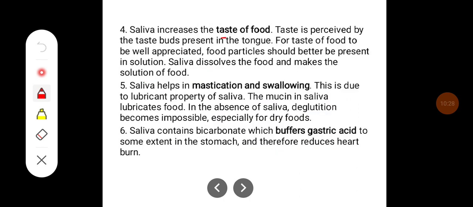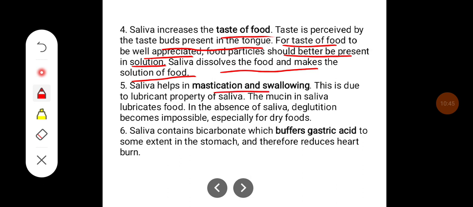Saliva increases the taste of food. Taste is perceived by the taste buds present in the tongue. For taste of the food to be well appreciated, food particles should better be present in solution. Saliva dissolves the food and makes the solution of food.